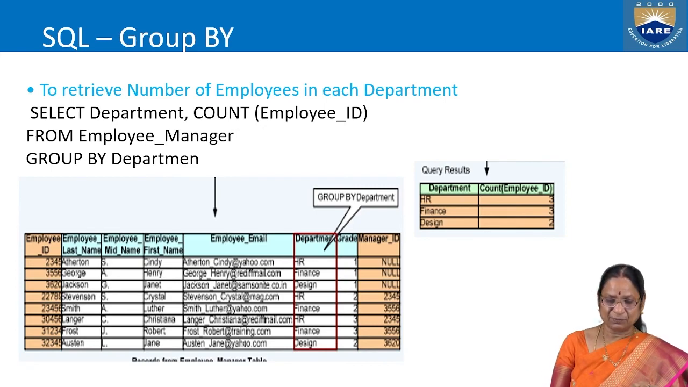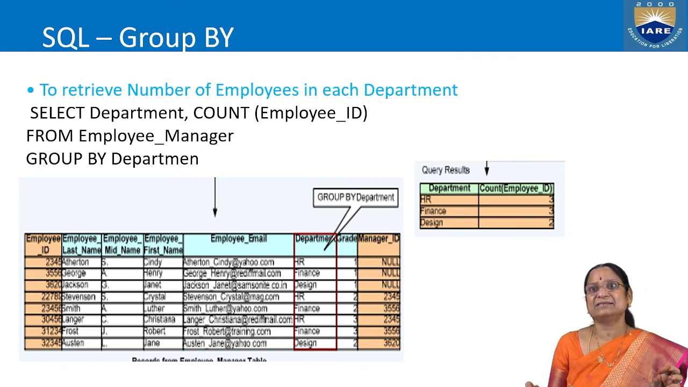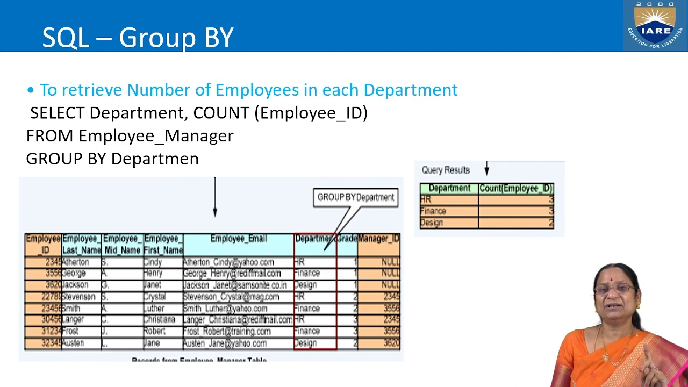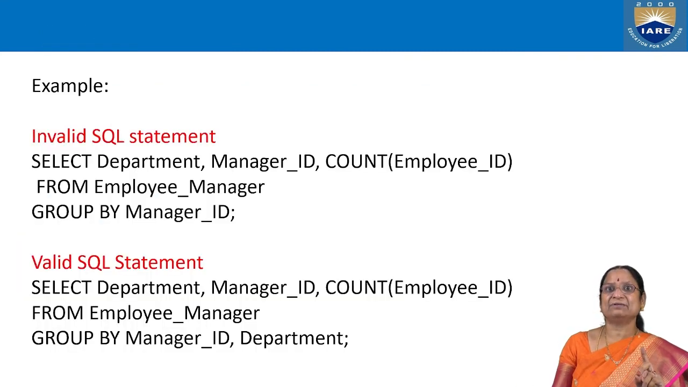You observe only the grouping department. If I want to give employee name, the HR group is there. HR, how many are there? 1, 2, 3. How can I assign 3 employees here? HR is only one group. So that's why other attributes should not be associated with the select clause when we are using the group by clause.